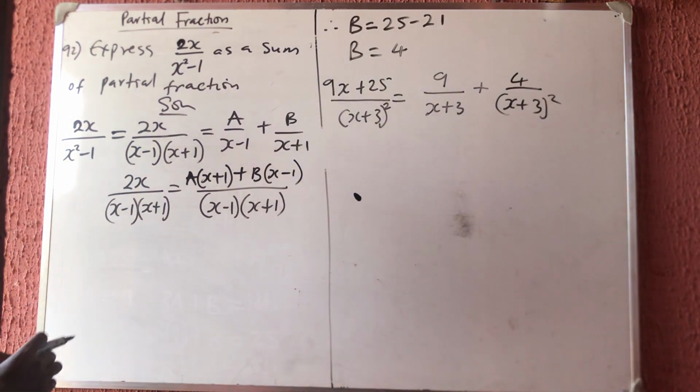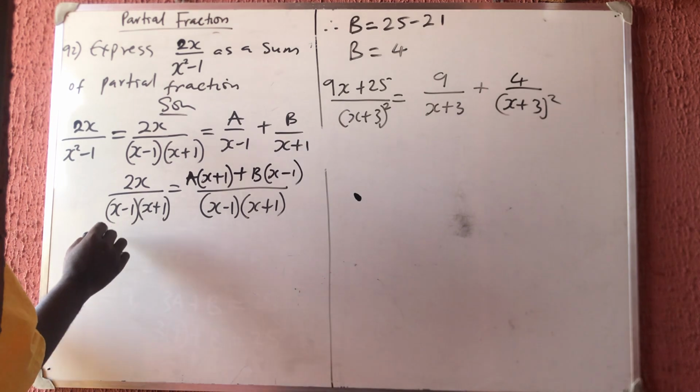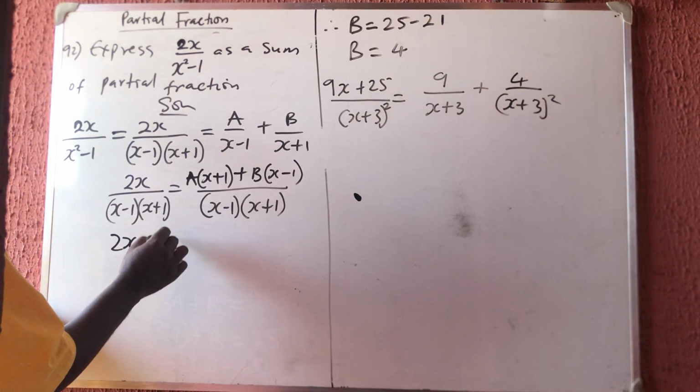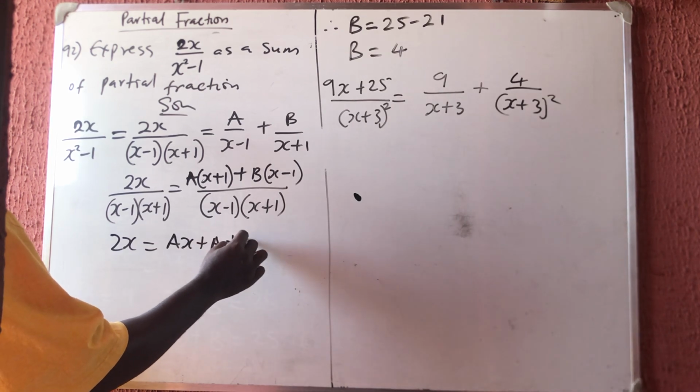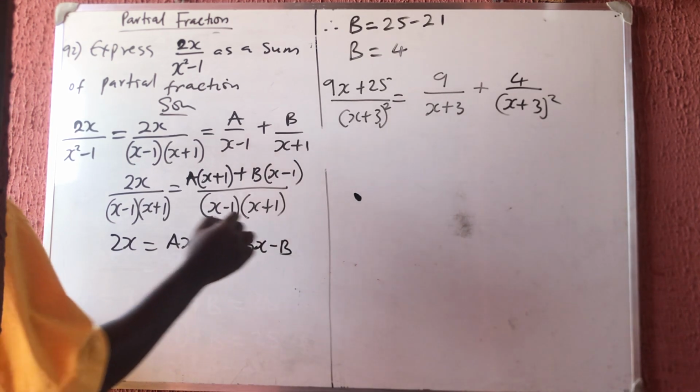Now, denominator cancel denominator as usual. So what do we have now? We have that 2x is equal to what? Open bracket. Ax plus a plus what? Bx minus b. All right.